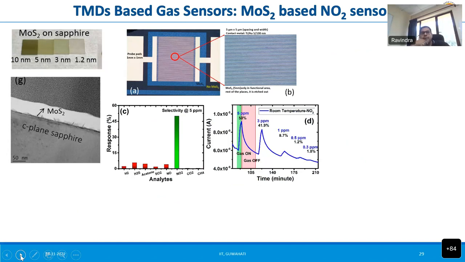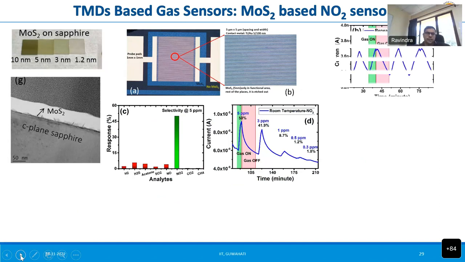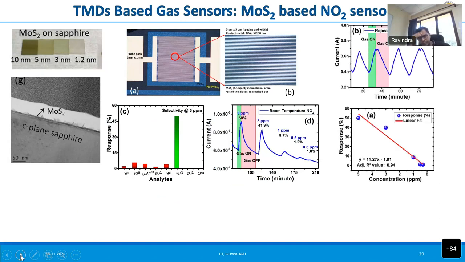So we have explored MoS2. I'm skipping all these things because the aim of the talk is to highlight the challenges. So I will highlight some challenges of this MoS2 that we found. We developed this MoS2 by growing an MoS2 film on a sapphire substrate. These are some cross-sectional TEM images, and we deposited it on some IDE.